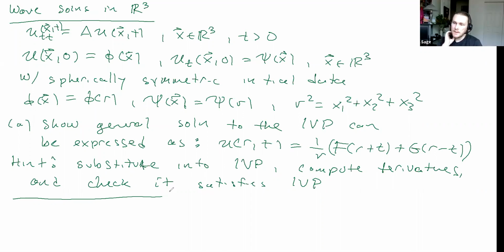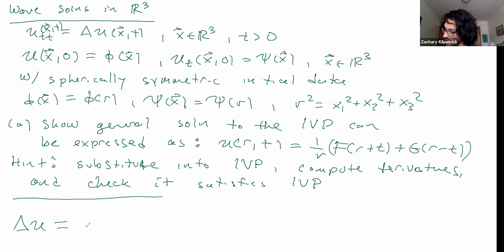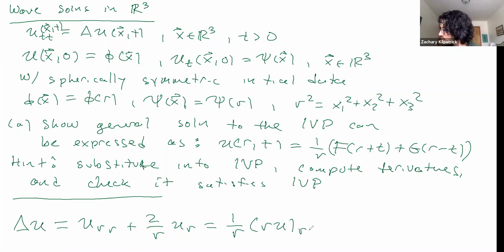I wrote the Laplacian in terms of r, and then took derivatives and substituted. Okay, so you said the Laplacian of u is equal to, you could just use the Laplacian in r formula. Or you could equivalently write this as 1 over r, u_rr.